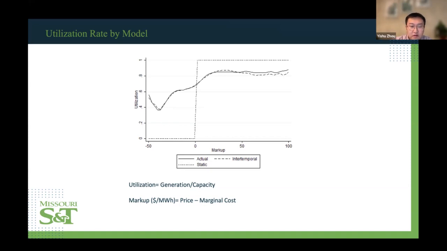The rationale is, yes, the current markup is negative, but there's still incentive for me to stay online because I expect a higher markup in the next period, or higher markups in the next few periods. So I will stay online to avoid paying the startup cost. Overall, that's going to be beneficial to me. Because of this intertemporal consideration, the intertemporal model matches the actual data very well.